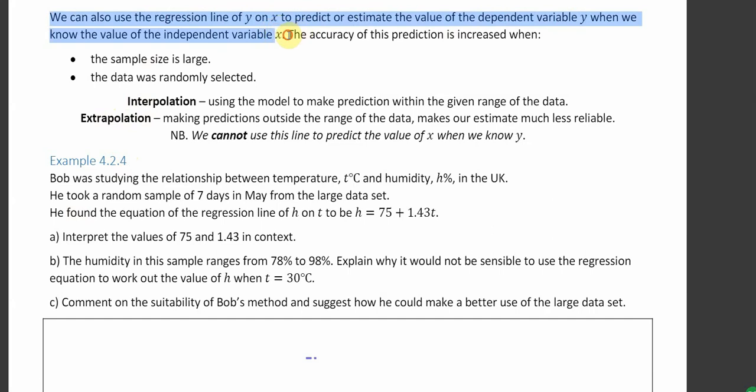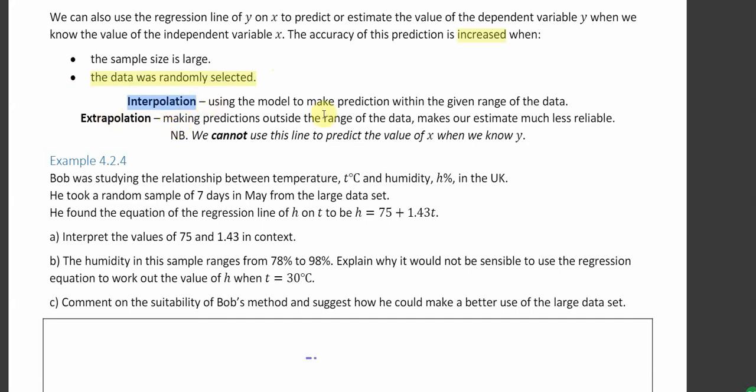The accuracy of this prediction is increased when the sample size is large. So the bigger the sample size, the more accurate our prediction is likely to be, and if the data is randomly selected as well. So if that is true, then our predictions should be as accurate as they can be. So now for these two words, interpolation and extrapolation.